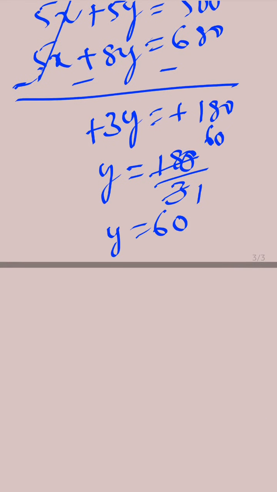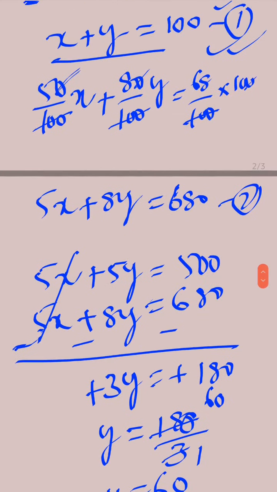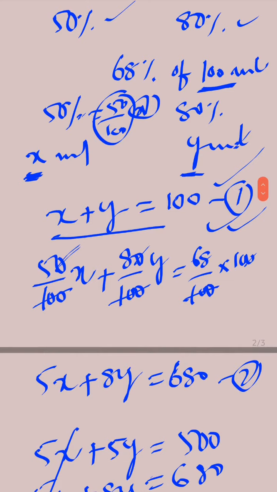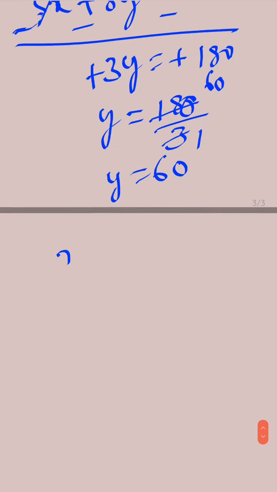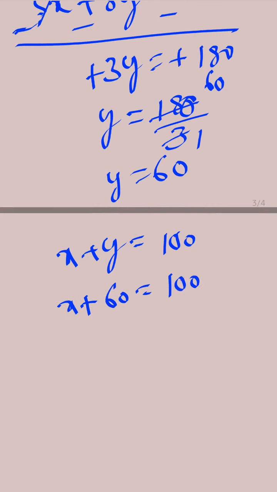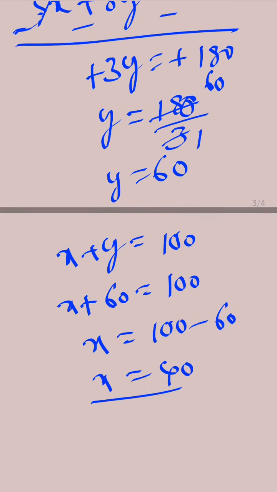Then this y value I substitute in any one of the equations, any simple equation. So I'll take x plus y equal to 100. Then I'll substitute the y value 60 here. Then x is equal to 100 minus 60, that equals 40. So x is equal to 40. That means x is equal to 40 ml and y is equal to 60 ml.